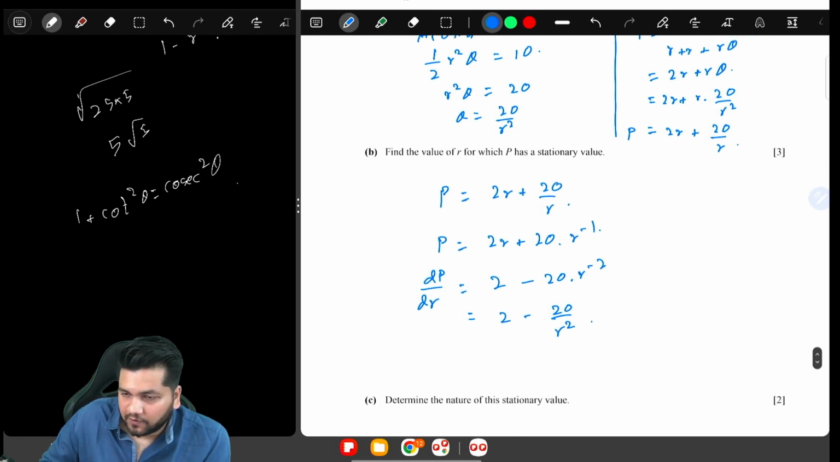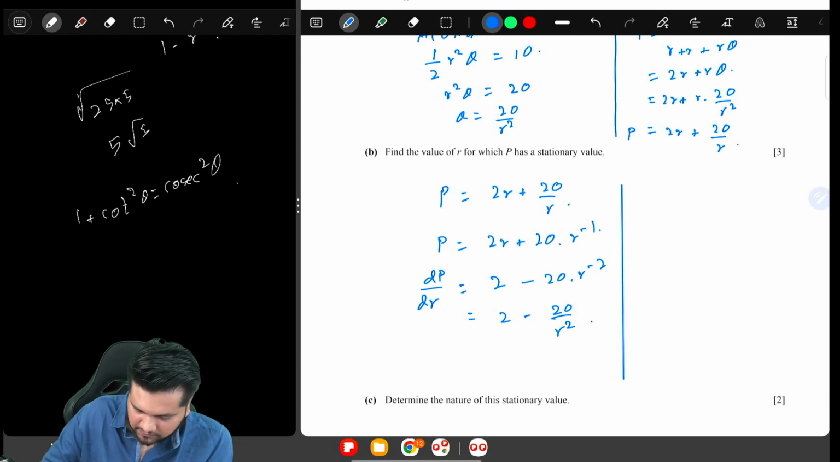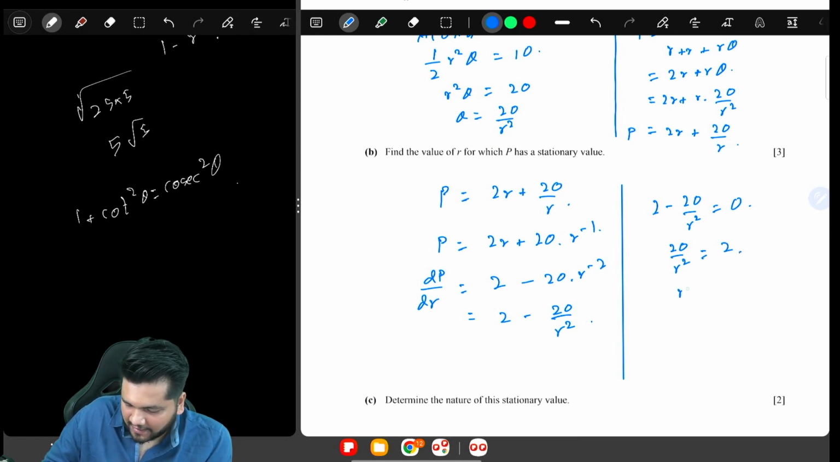Right? Now, we just need to equate it to 0. So 2 minus 20 by r square is equal to 0. So we will get 20 by r square, again keeping the variable positive, is equal to 2. So we'll get r square is equal to 10. So r is equal to plus minus root 10, but obviously we'll just consider the positive root 10.